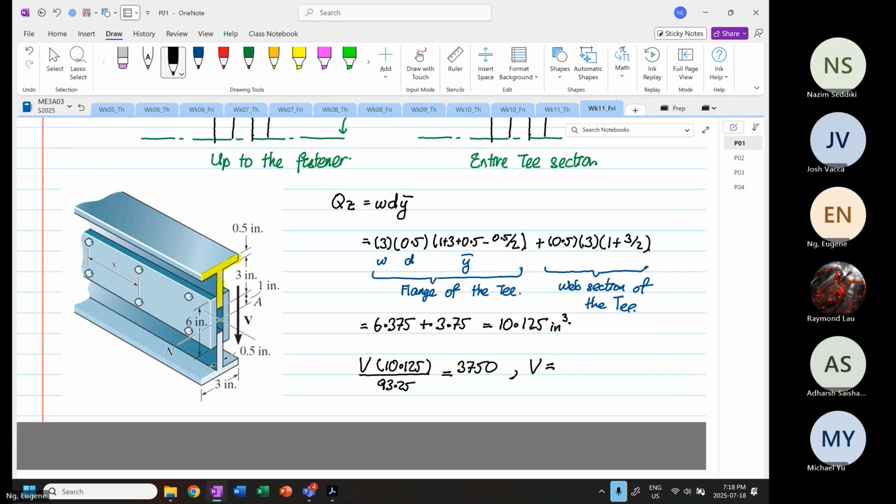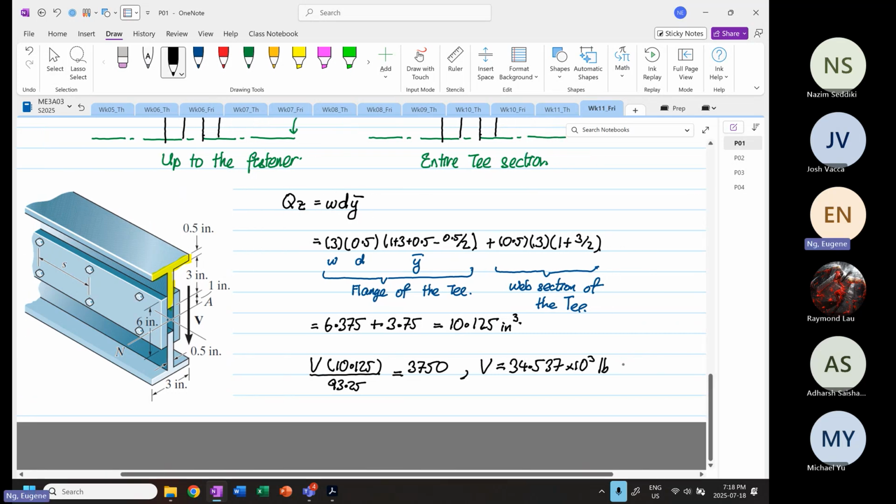34. I got 34.573, or 537 times 10 to the power 3, okay, pounds of force. So this is to prove to you the concept regarding rule number 1.